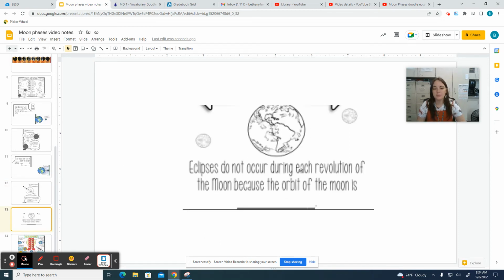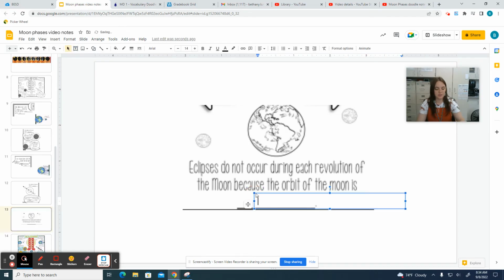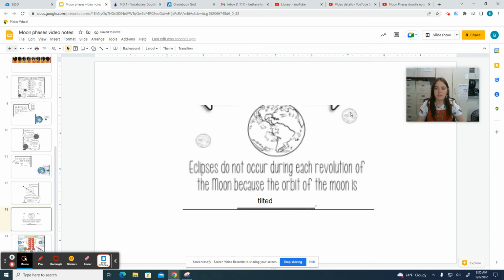Okay, now eclipses do not occur during each revolution of the moon because the orbit of the moon is tilted. Okay? The orbit of the moon is tilted. You see how the moon is lower over here, higher over here. So the axis of the moon is tilted so that it doesn't always directly cast a shadow or get in the shade of the Earth. It's only once in a while that this happens.